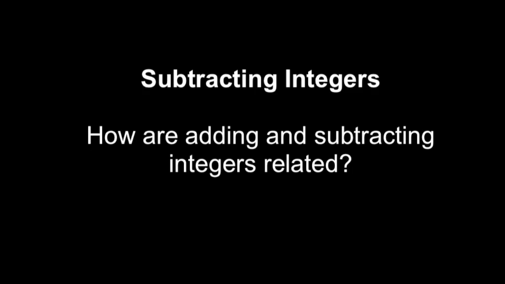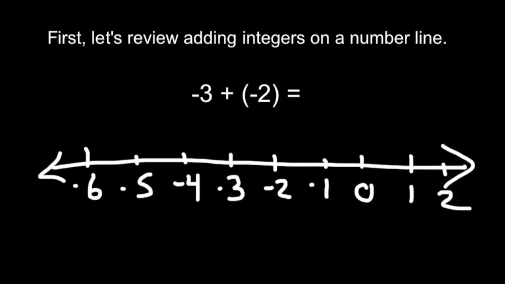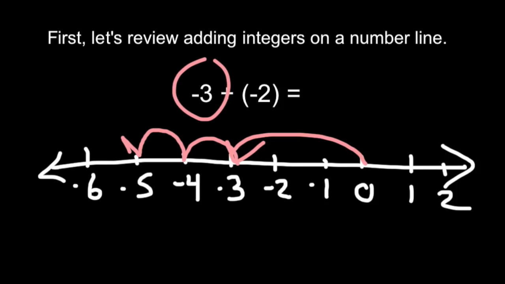Subtracting integers. First, let's review adding integers on a number line. So we have -3 plus -2. First, start at the first number, so we got -3, and then we're adding -2, so we're actually taking away, so we go down 1, 2, and we can see that we end up at -5.